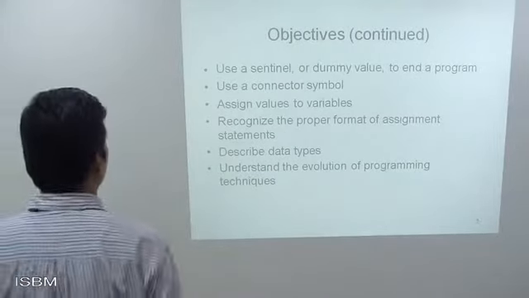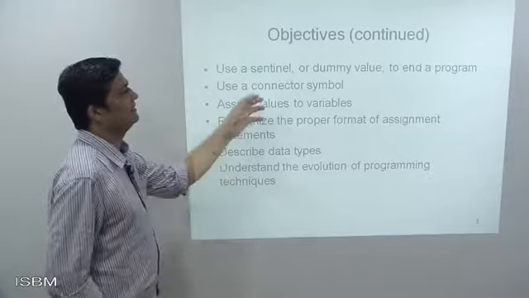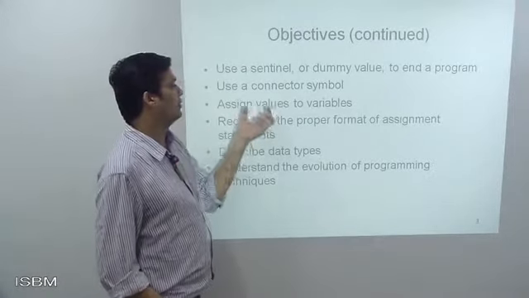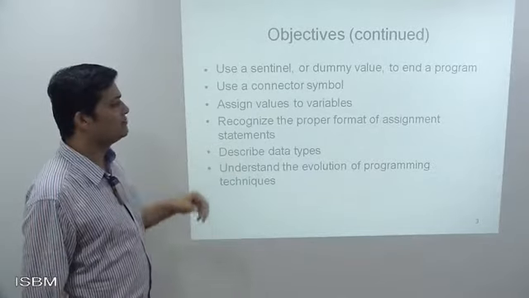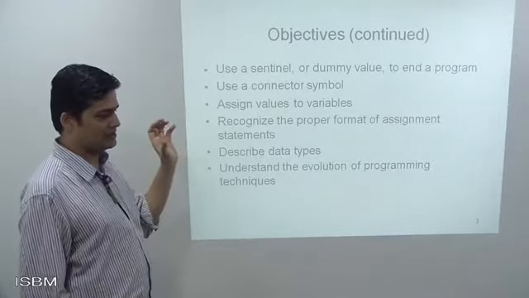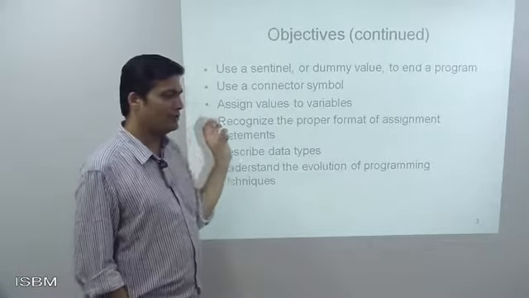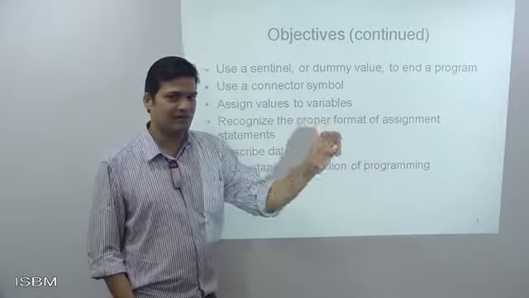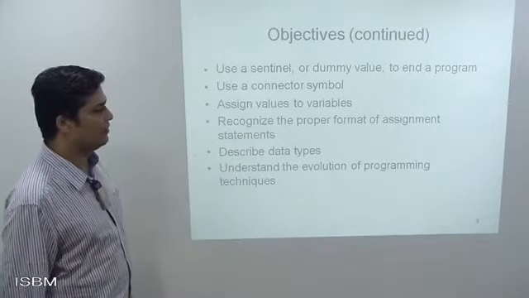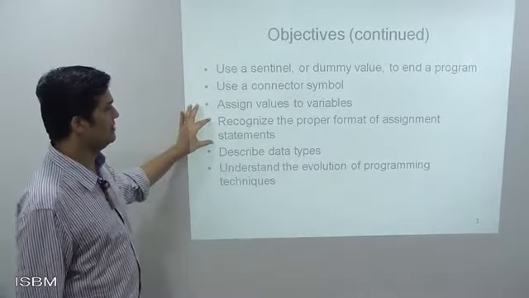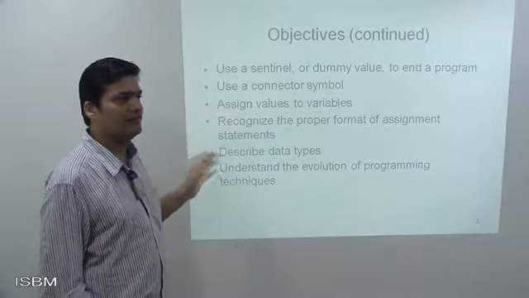So objective continued: use a sentinel, a dummy value, to end a program, use a connector symbol, how to connect, assign values to a variable. So I mean to say, in mathematical terms, if I want to assign some numbers to some particular variables, how to assign those things. Recognize the proper format of an assignment statement. So the proper format of any assignment statement.